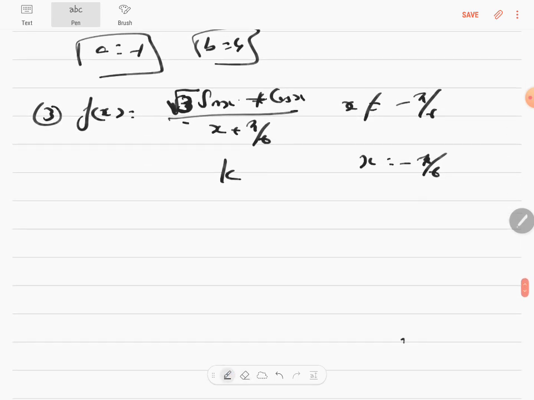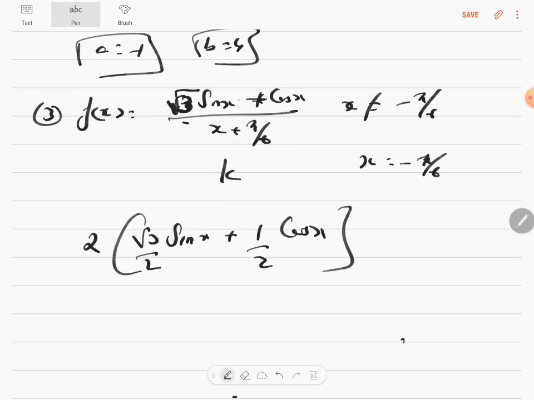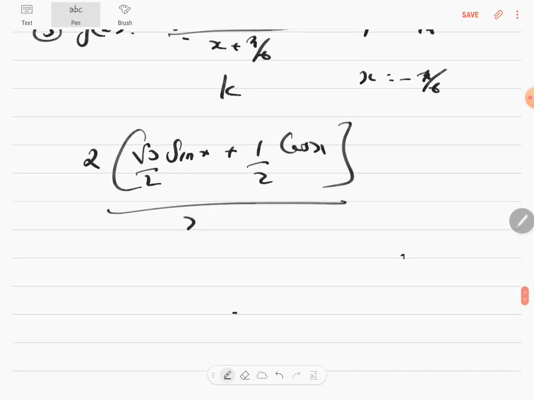Yes. Take the sum, root 3 sin x plus cos x, and write the cos x as 1 cos x. Multiply and divide this by 2. Multiply the numerator by 2 and divide by 2, so that this is root 3 by 2 and 1 by 2, which are triplet values. Correct? And there is an x plus pi by 6. Let it be. Now you write this.